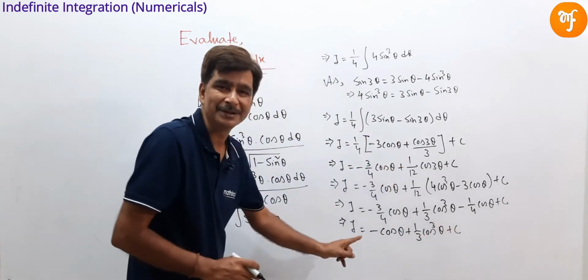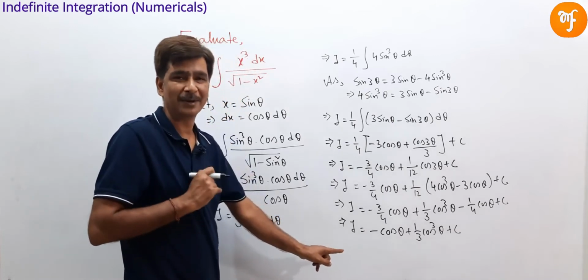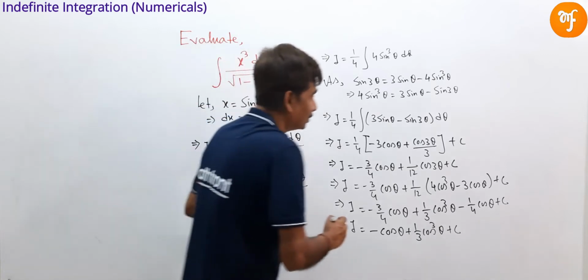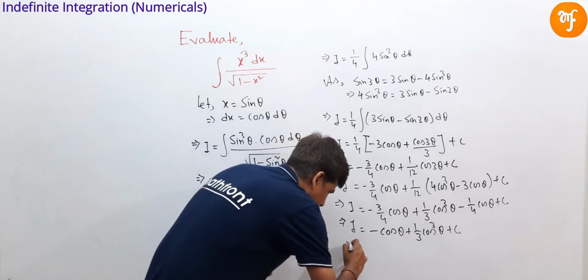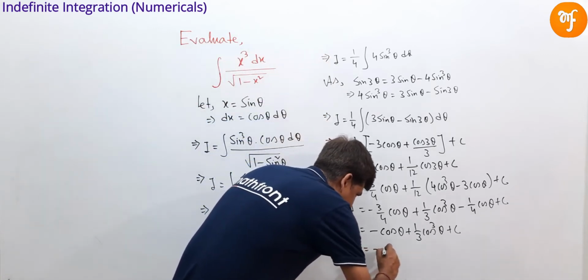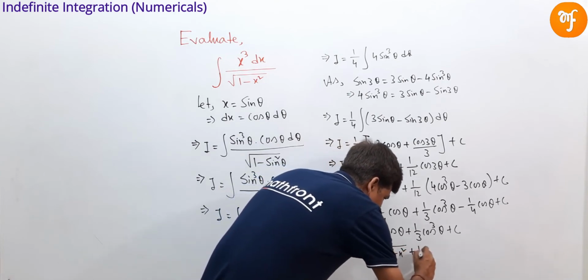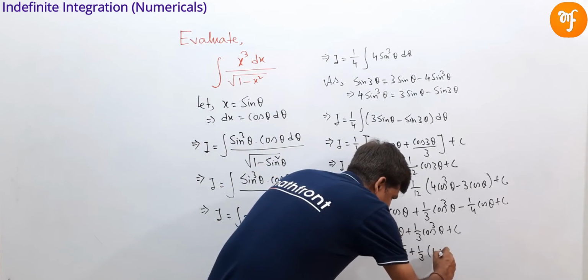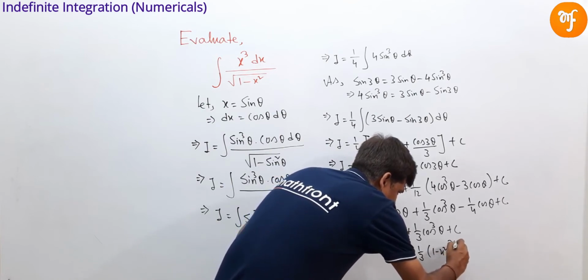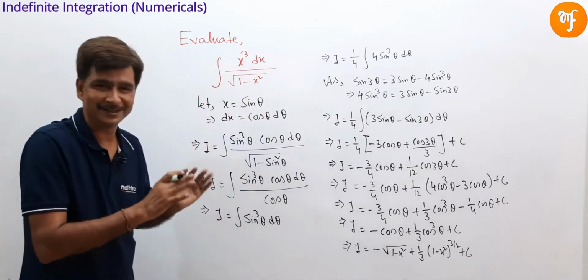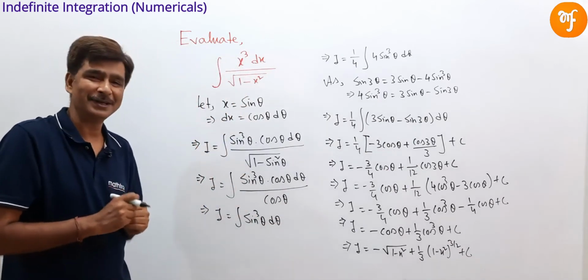Now substituting cos theta by square root of 1 minus x square, as sin theta is equal to x, we can write finally I is equal to minus square root of 1 minus x square plus 1 upon 3 times 1 minus x square whole to the power 3 by 2 plus c. Okay, clear? So this is the answer in detail. Now come to the next question.